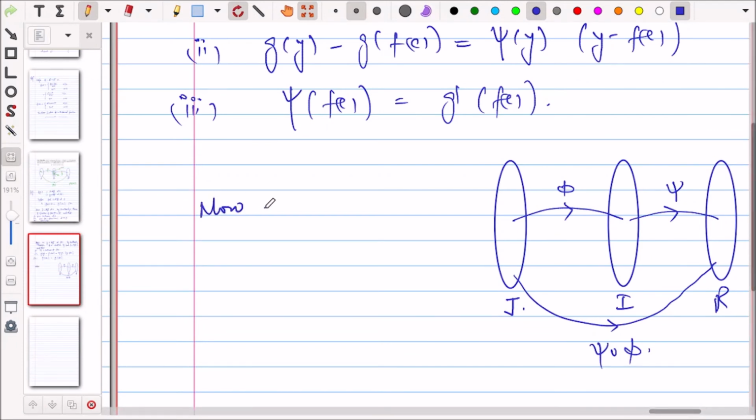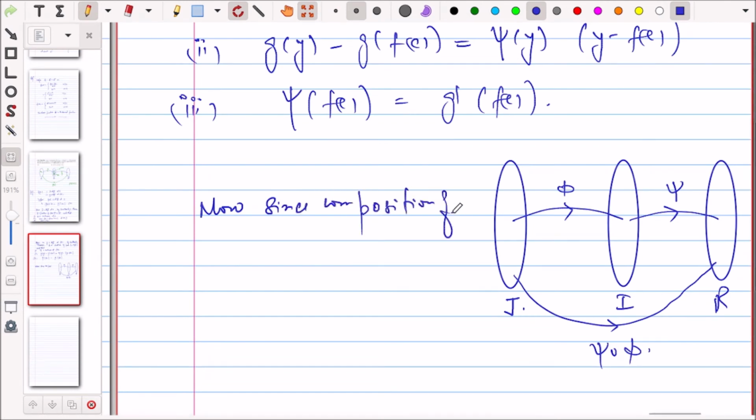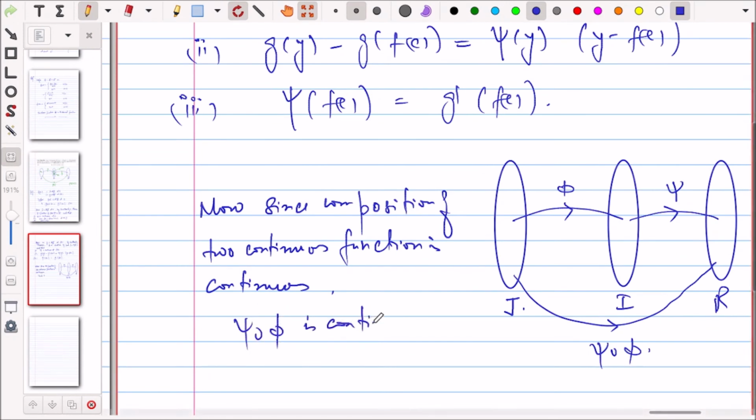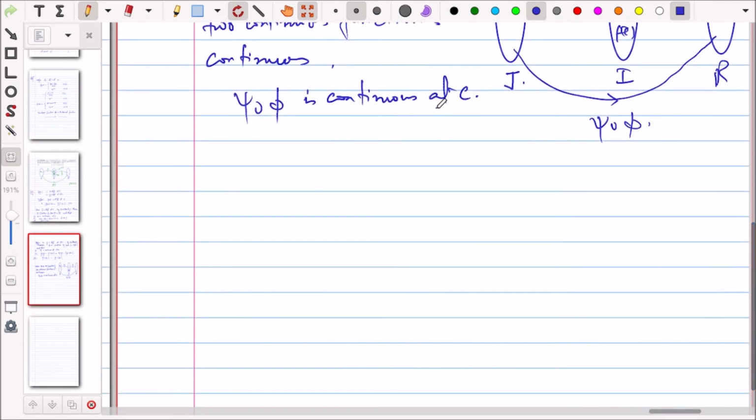Now since composition of two continuous functions, we have done this result, two continuous functions is continuous, so psi of phi is continuous at c, right? So psi of phi is continuous at c because phi is continuous at c and psi is continuous at f(c), so psi of phi will be continuous at c, right? Is it fine?